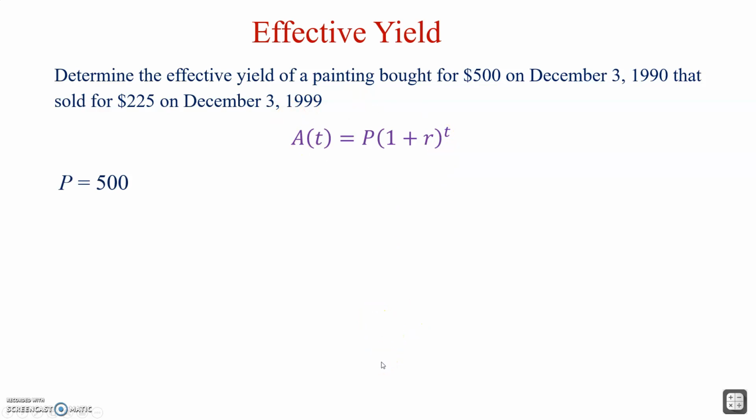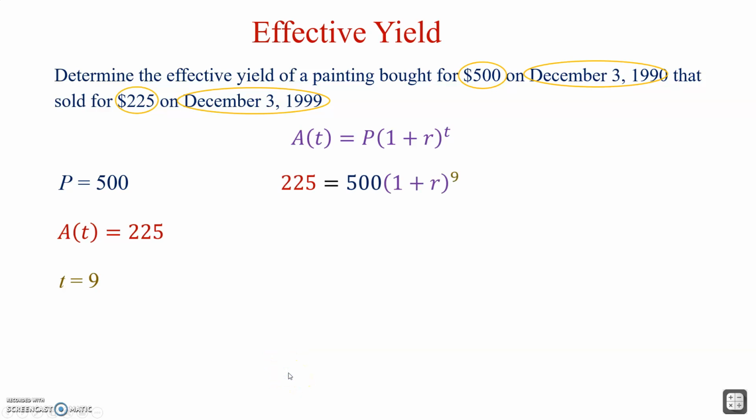So P is 500 because we started with a purchase of $500. A of T, the amount after time has passed, is only $225. So we lost some money here. And T is 9 because from December 3rd, 1990 to December 3rd, 1999, that's a total of 9 years. So let's simply substitute everything into the formula.